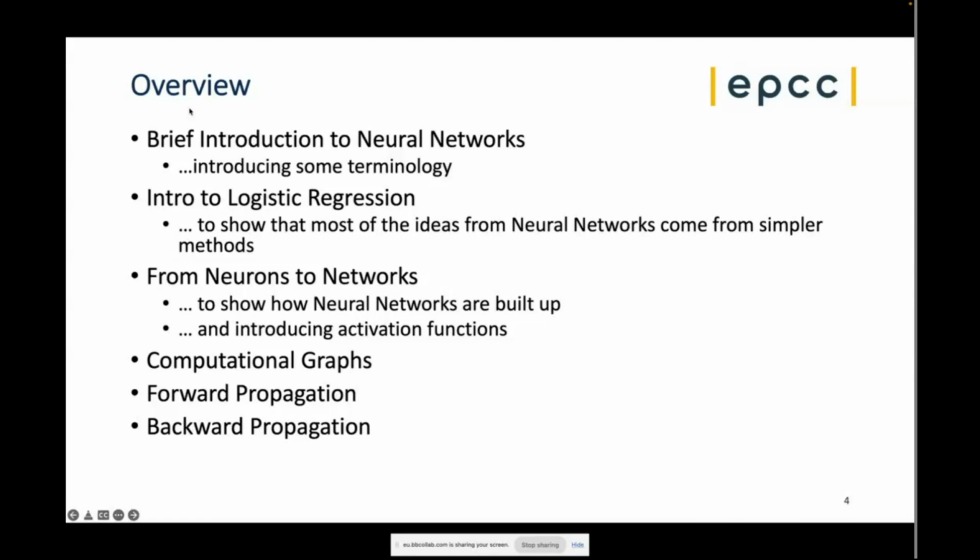Then we'll move from single neurons to networks and show how neural networks are built up. We'll introduce something called an activation function. We'll then talk about computational graphs in general. Then we'll talk about forward and backward propagation, which is information flowing in the two directions through the neural network, as you'll find out a little bit more about what these mean.